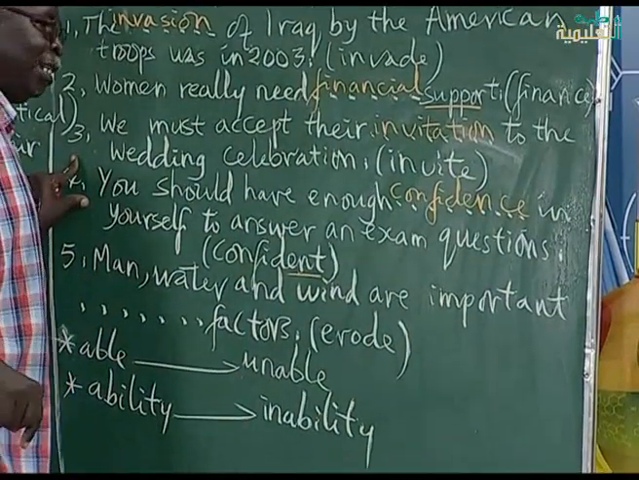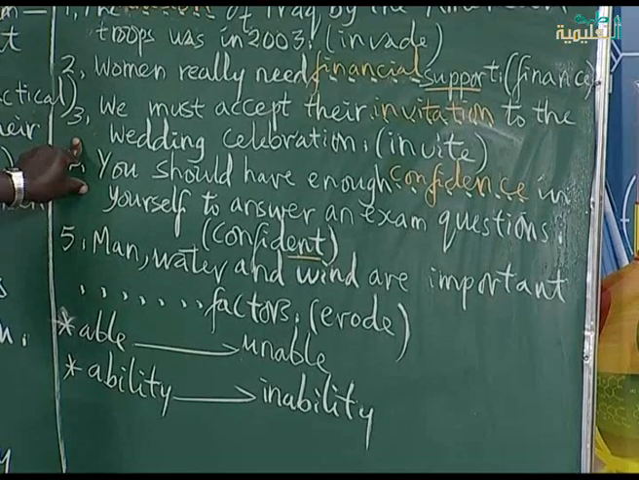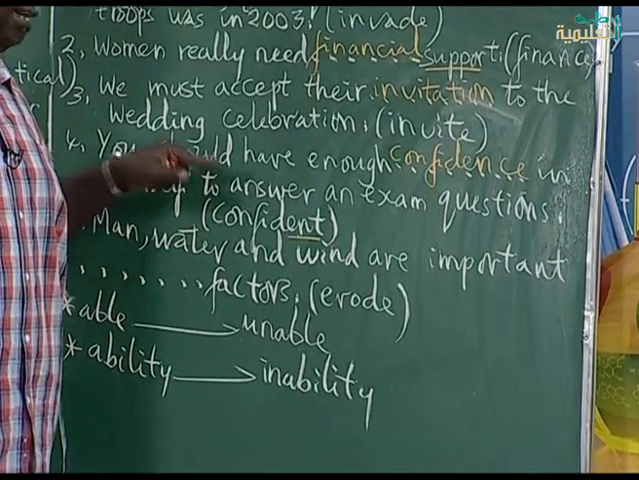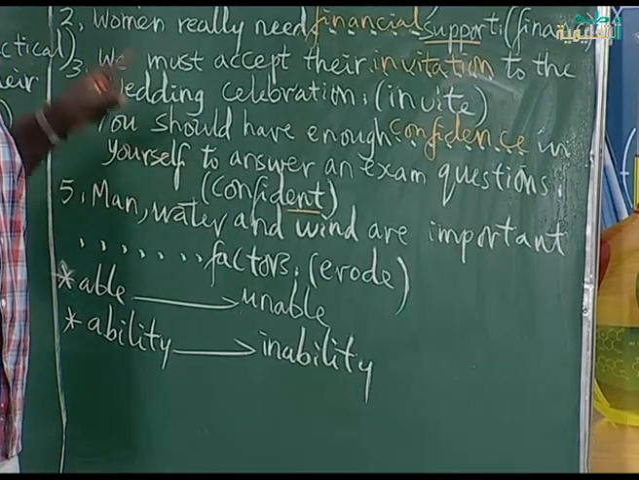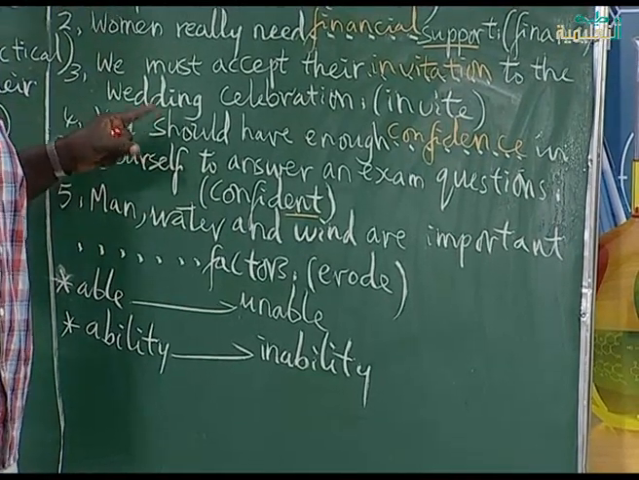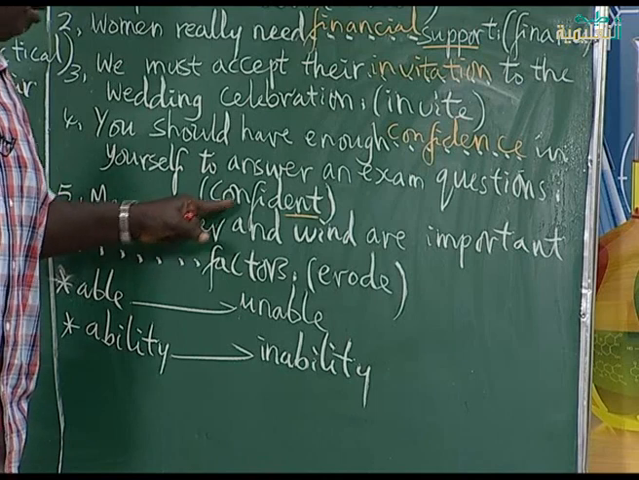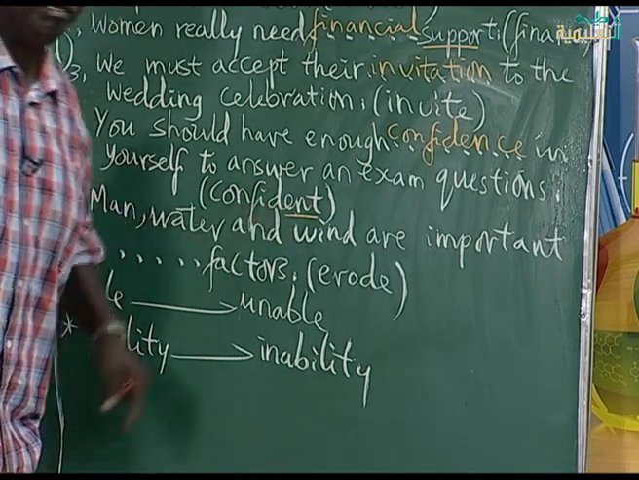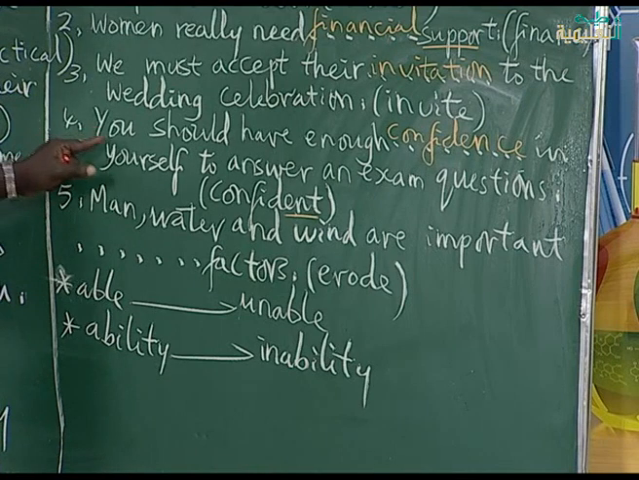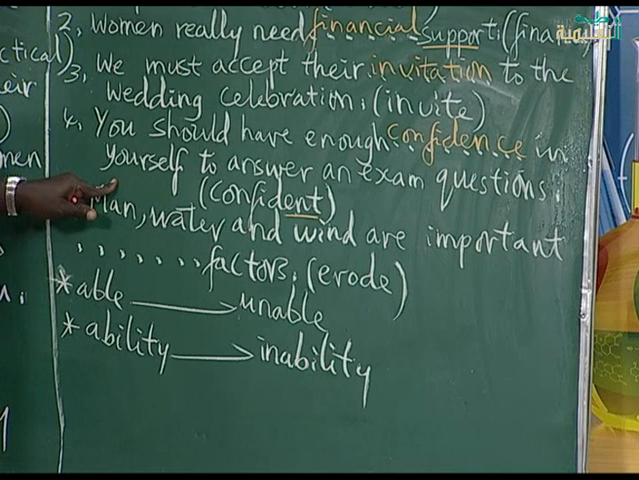Confidence. You remember? We said that if an adjective is ending in the letters ANT, like important, or like different, ending in ENT, confident, ending in ENT, we want to make it a noun. In this case, we drop the T and then we add the suffix CE. It is going to be what? You should have enough confidence in yourself to answer exam questions.